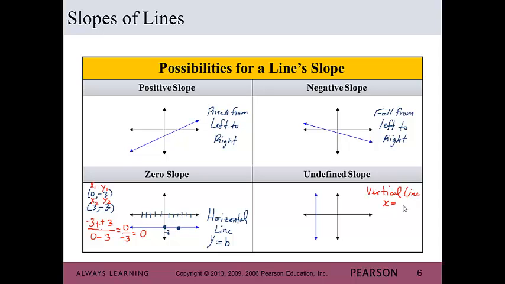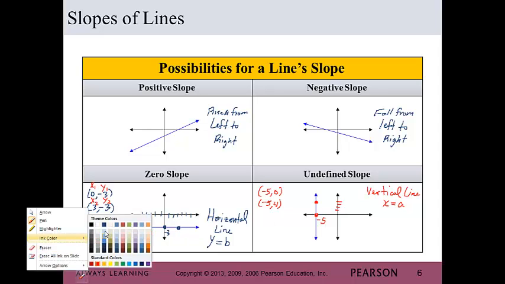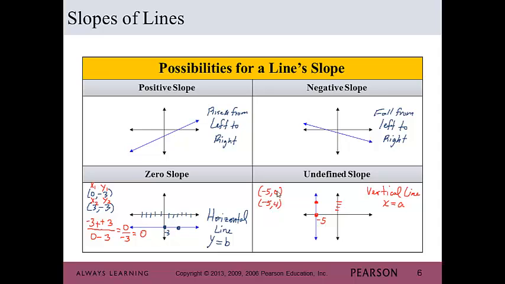Remember, that's written as x equals a, where a is the x-intercept. So again, let's pick an example and see why. So I'm going to look at the points (-5, 0) and (-5, 4). And these are just numbers I put on here. I could have called this -4 if I wanted to. And again, let's calculate the slope. So again, it's a difference in your y, so 0 minus 4 divided by -5 minus -5.